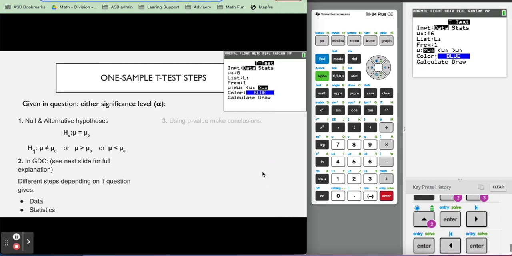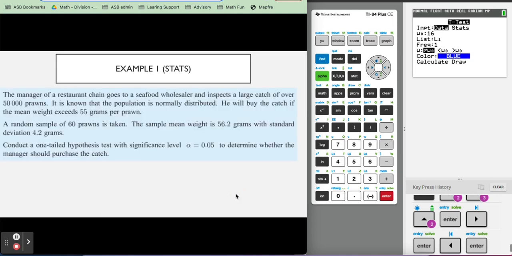And then once you are putting in the information in the calculator, it's going to give you a p-value. And then we're going to reject the null hypothesis if the p-value is smaller than the significance level. And our final step is always to put everything in context. So I want you to write a sentence about our questions. Okay, let's start. We have two examples.